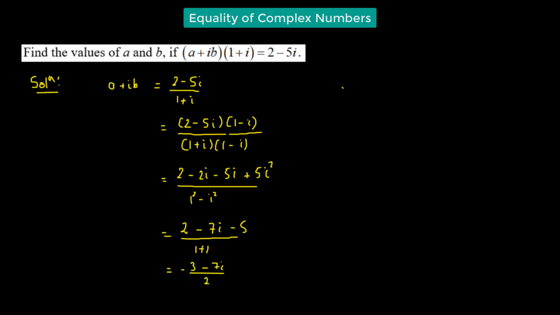So we write it down in the standard form. That gives us a plus ib is equal to negative 3 over 2 plus i times negative 7 over 2. Now equating the real part and imaginary part gives us a equals negative 3 over 2 and b is equal to negative 7 over 2. Let's move on to the next question.